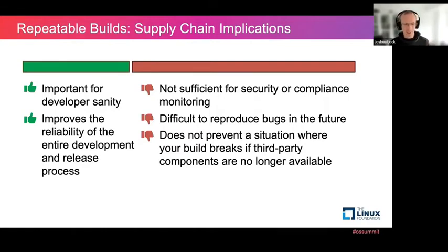And of course, it's really important for your developer sanity. Sane developers are important for your software supply chain security, but it's not going to provide any benefits for security or compliance monitoring, reproducing bugs in the future, and isn't going to prevent a situation where your builds are breaking because third-party components have disappeared.